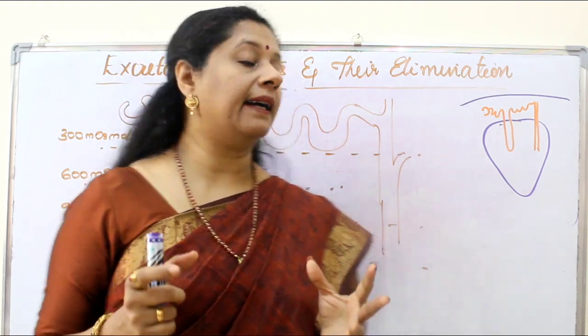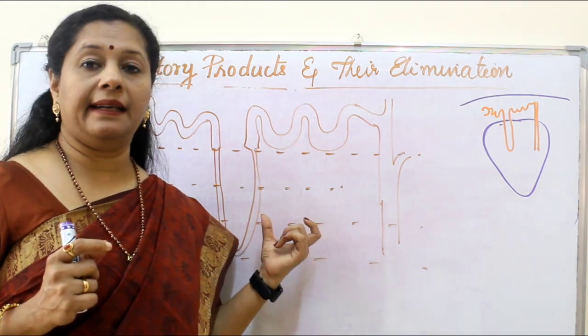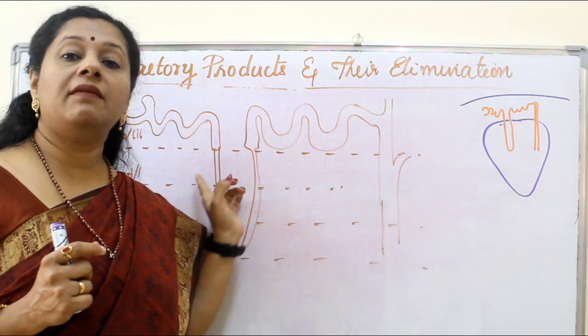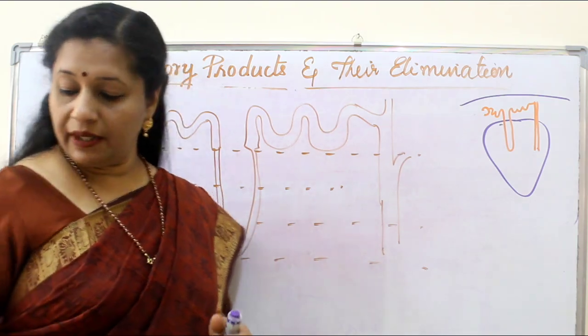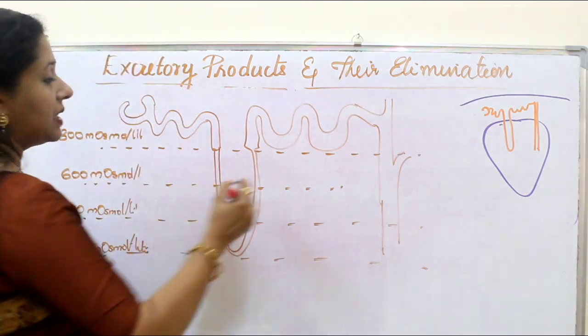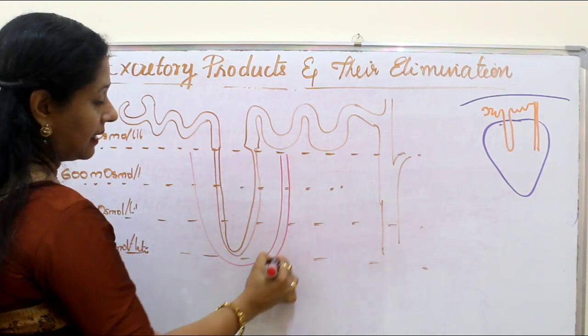This is mainly done with the help of our loop of Henle and the blood vessel which is running parallel to it, that is called a vasa recta. It is a branch of the blood vessel which is running parallel to this. So I am drawing it like this. This is the vasa recta.